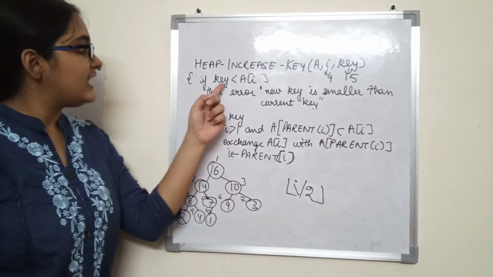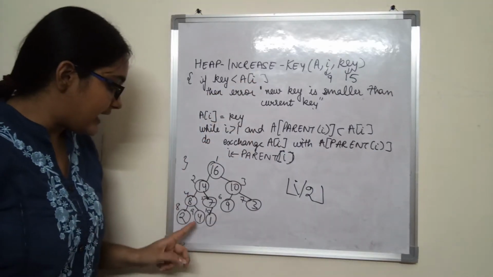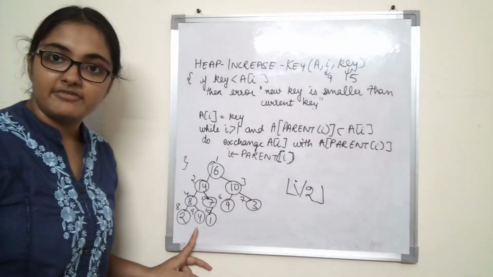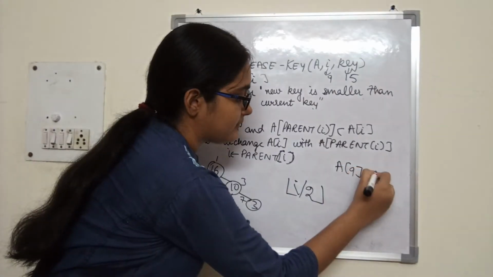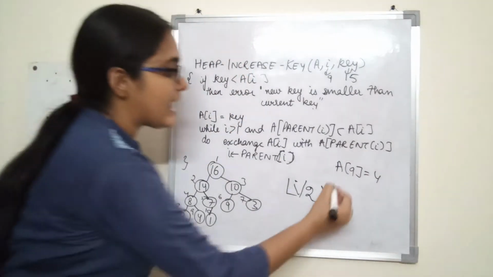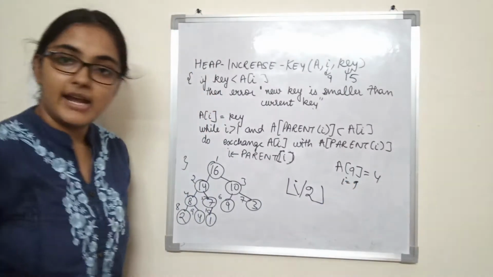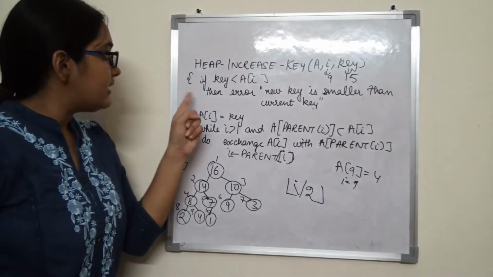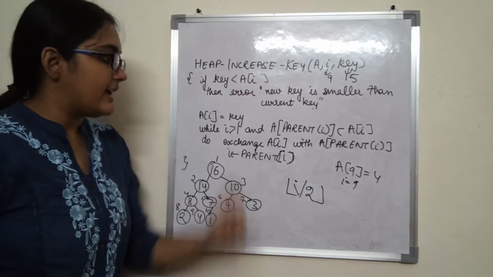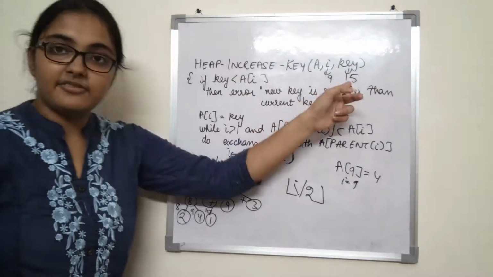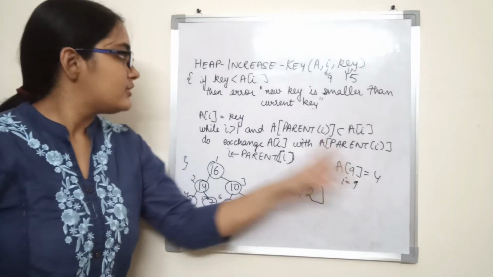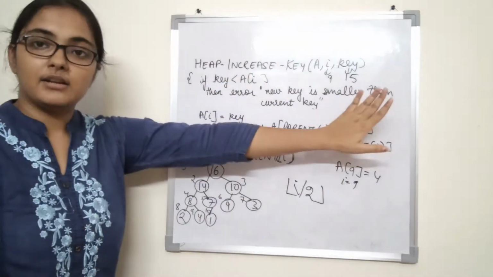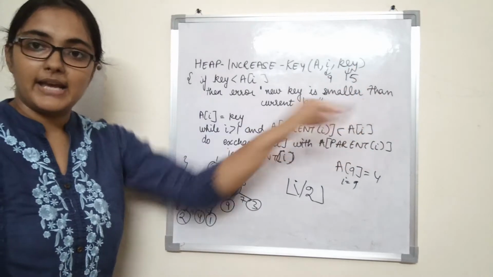So now if key is less than A of I, what is A of I? A of I is A of 9. A of 9 is equal to 4, because I is equal to 9. So if key is less than A of I, what is key? Key is 15. Is 15 less than 4? No, this is not the case. So these lines will not be executed.